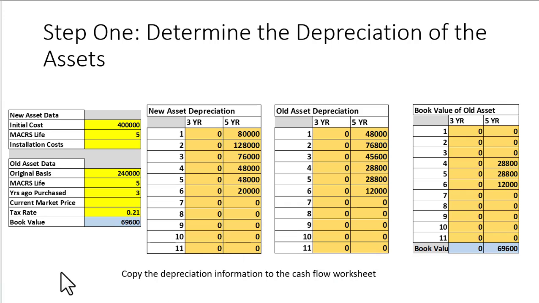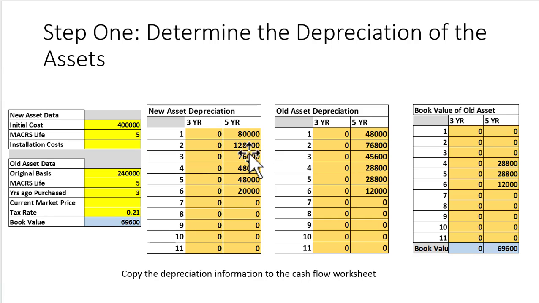So again, this comes from our depreciation worksheet in the cash flow statement workbook. But here we have the new asset. Grand total of $400,000 in initial costs. Now I could have put $380,000 and the $20,000 here, but I just made it one total. You can do either one. And then for the old asset, it costs $240,000, 5 years. We bought it 3 years ago. There's the tax rate. So this helps us calculate the depreciation.